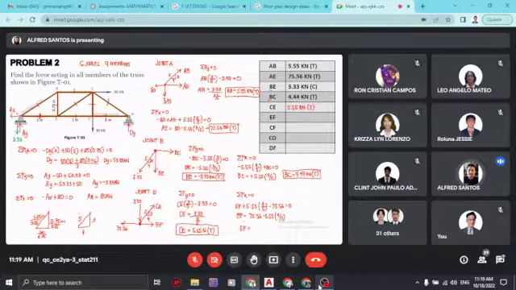$21.12. Okay, so it is 71.12 positive, so it is a tension member. Okay, so that's correct. Okay, so this is 71.